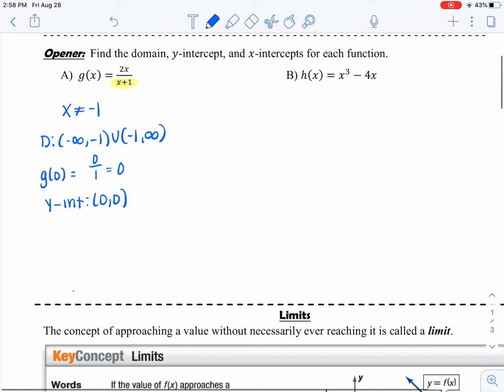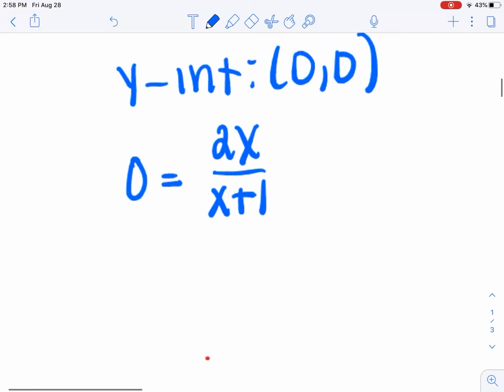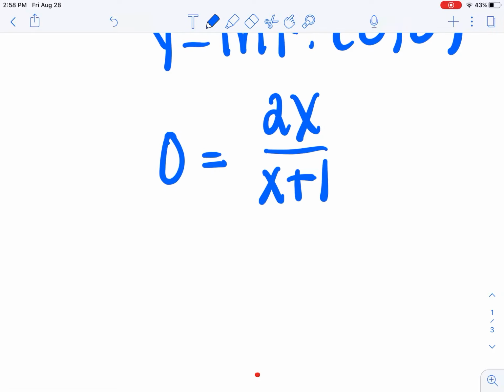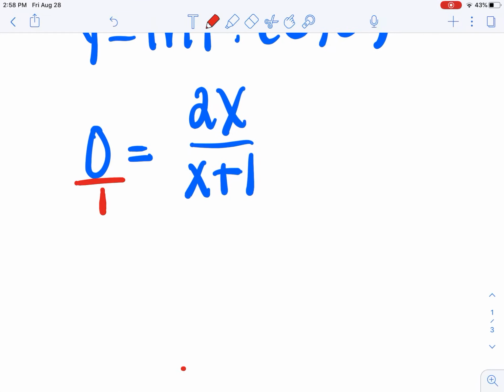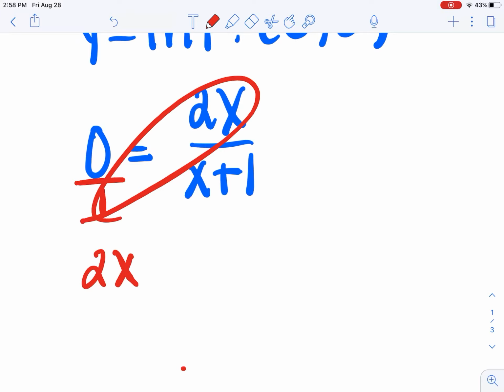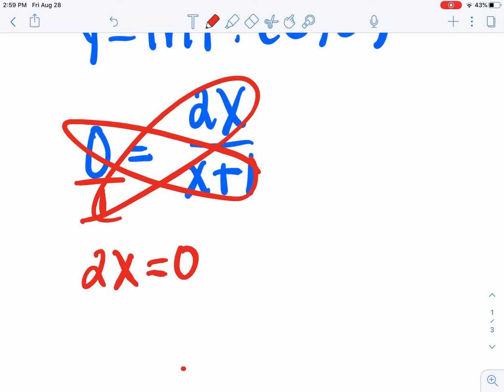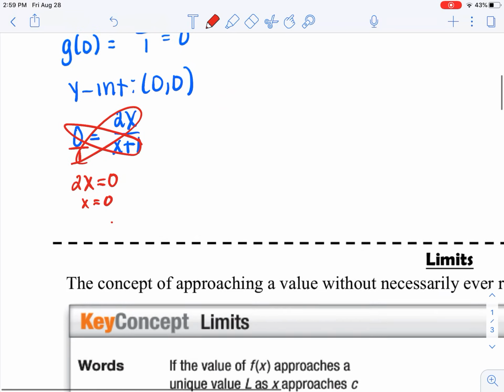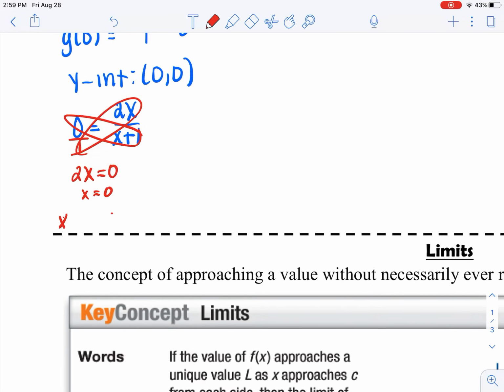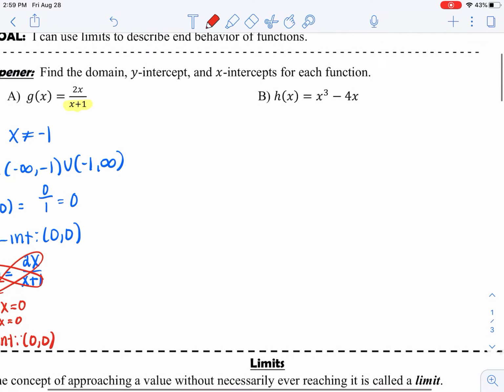Last, my x-intercept, I get by setting y equal to 0 and solve. So I have 0 equals 2x over x plus 1. Remember, this equation right here is a fraction set equal to a number. Whenever you have a fraction set equal to a number, the easiest way to solve it is to make the number a fraction by putting it over 1 and cross multiplying. So that's 2x equals 0, divide by 2, x equals 0. So my x-intercept is (0, 0). And it should make sense that if the y-intercept is (0, 0), the x-intercept is (0, 0). They go hand in hand.